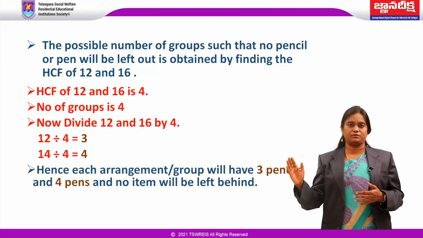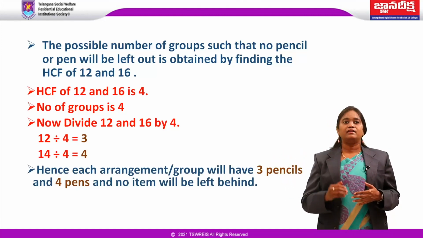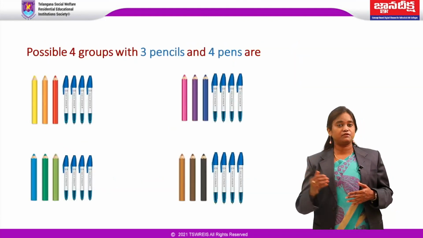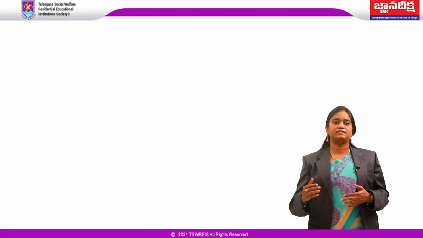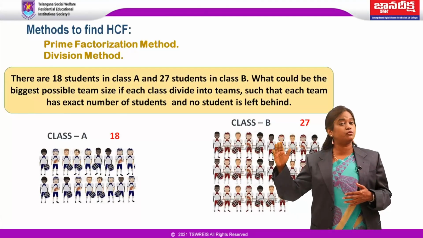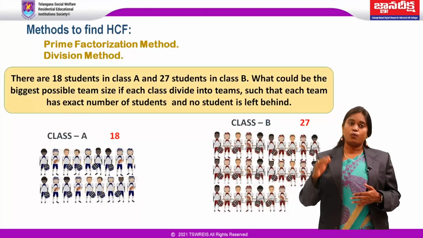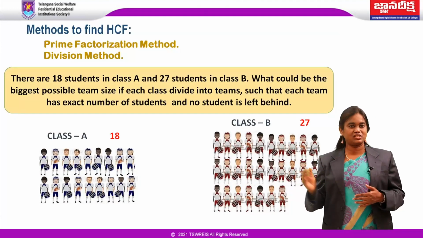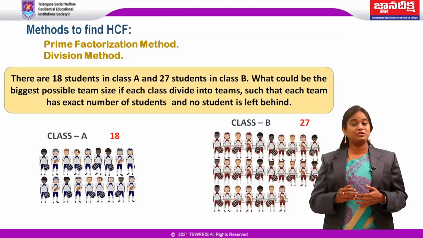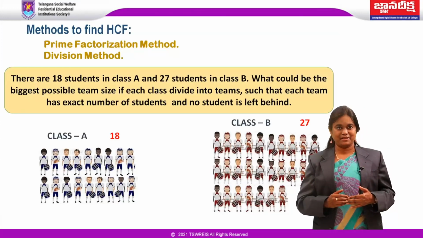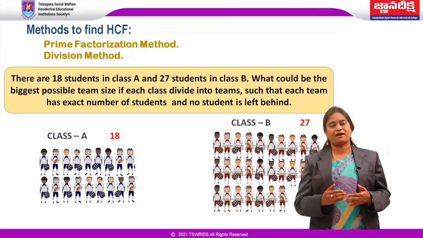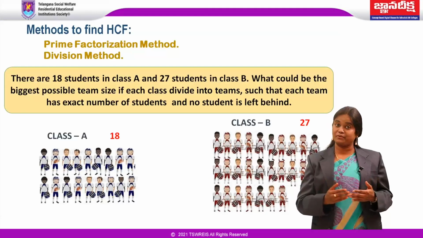Now, let us recall the methods to find HCF. We have 2 methods to find HCF of 2 or more numbers. One is using multiplication, another method is using division, which are very simple methods. Let's see how to apply HCF in real life.